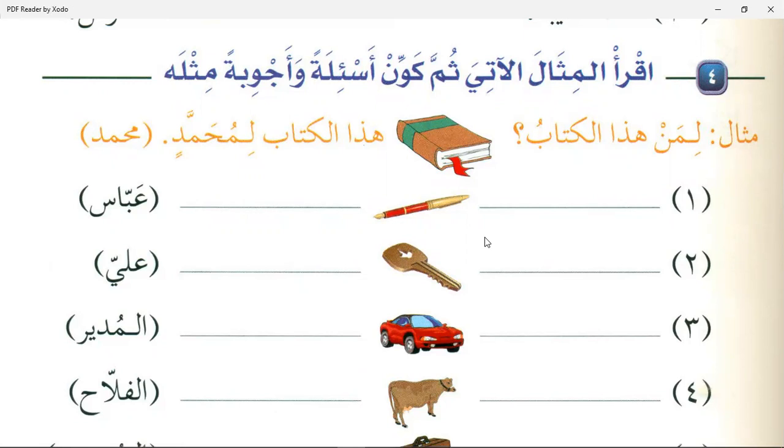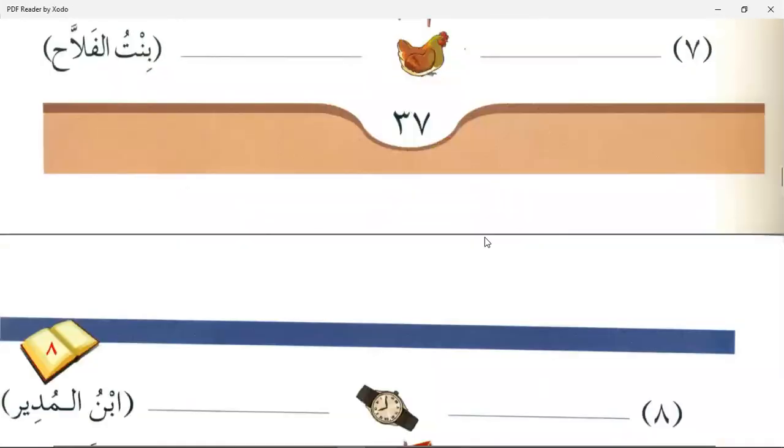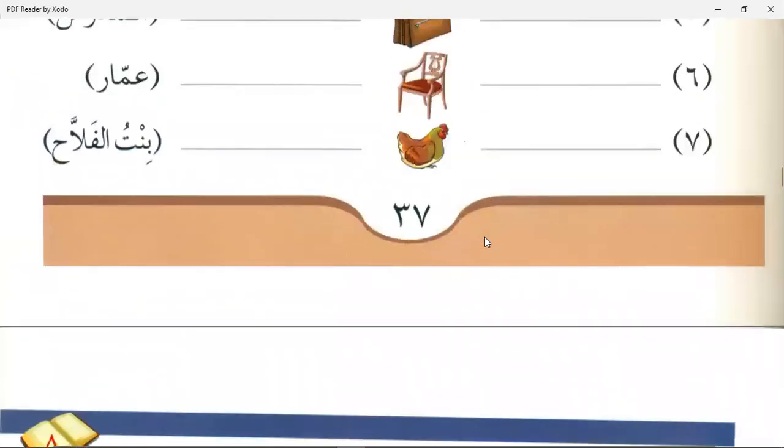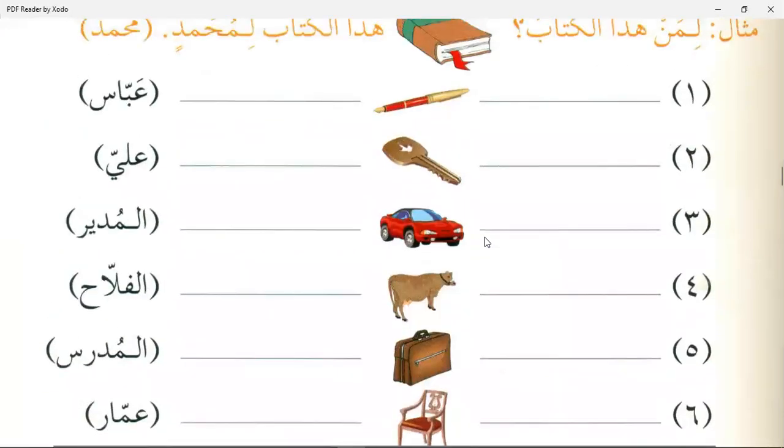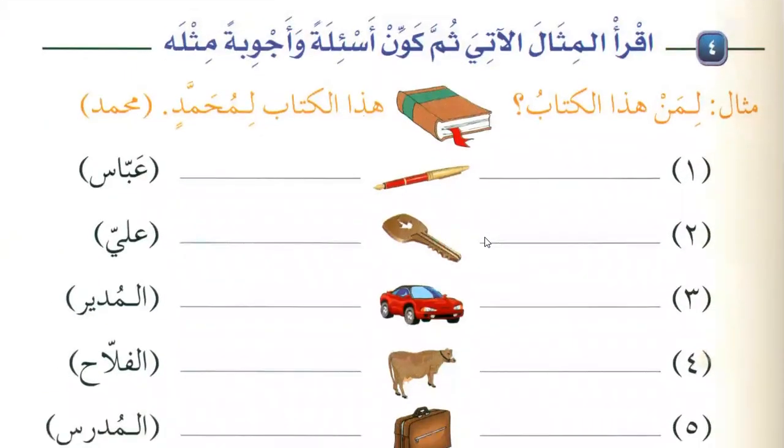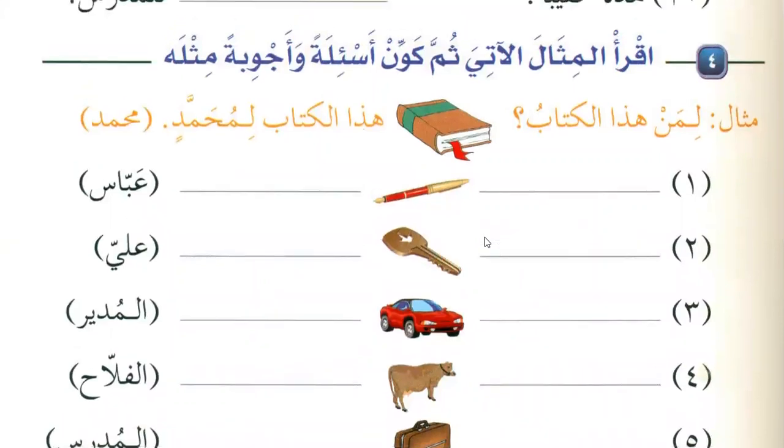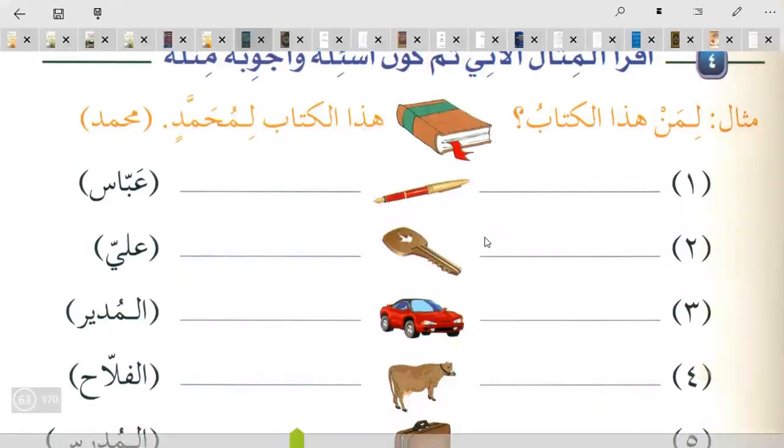Make. So, Salva, you will make the first five, and Amin Abdi Hassan will make the next five. This pen is for Abbas. So first you will make the question, then you will make the answer.